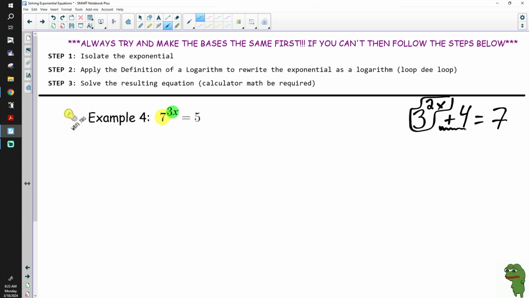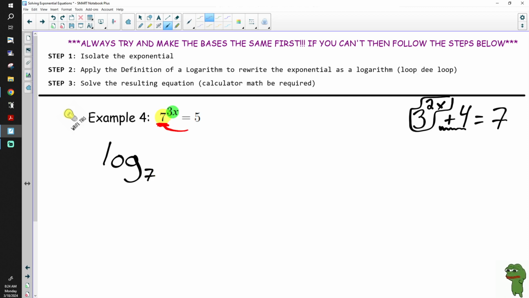Loop-de-looping time. I need to take this exponential, and I need to rewrite it as a logarithm. That's the only way I can get that exponent to no longer be up there, attached to the base. So the loop-de-loop, we start at the base, so we are going to need to write a log with base what? Is it log 7, 3x equals 5? So it's going to be log base 7, little 7. That's what this 7 turned into. This 7 turned into a log of base 7. Now we start to loop-de-loop.